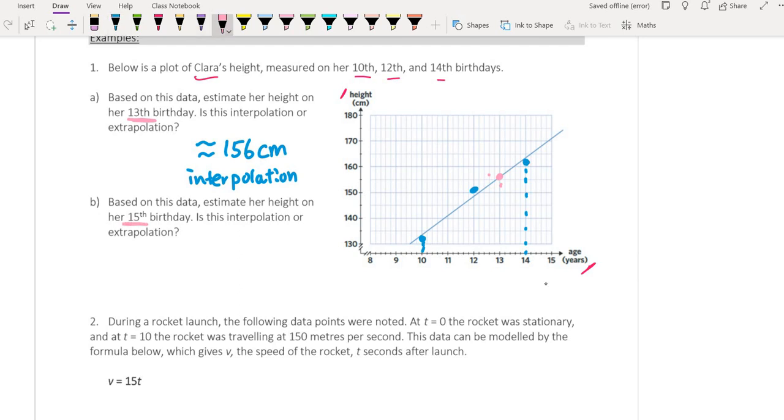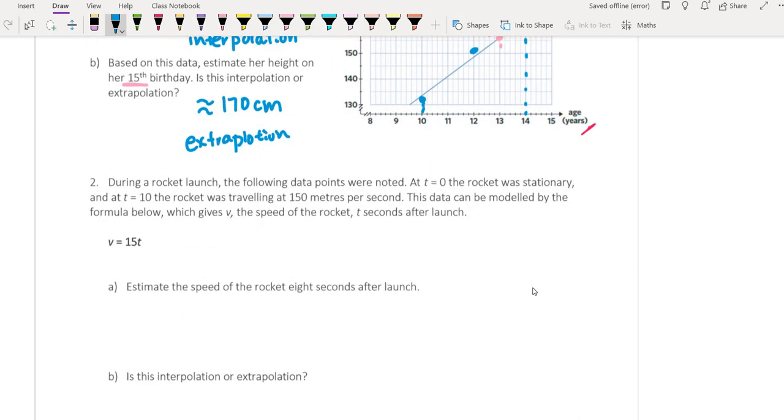Now, if we make a prediction of a height on her 15th birthday, which we can do, and it's just around here, the value for that is roughly 170, so it's going to be roughly 170 centimeters. Because it's outside of the data that's given to us originally, we call this extrapolation, and it's not as accurate as the prediction we made using interpolation.